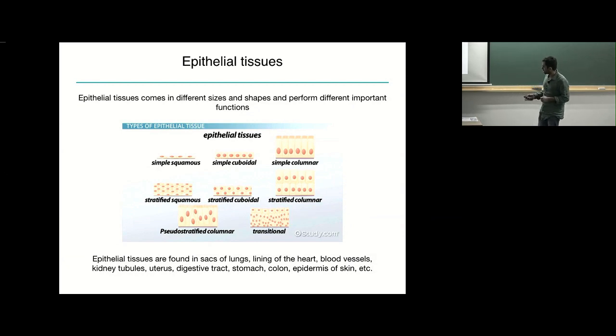Basically, you can see that they're found in the sacs of lungs, in the heart, in blood vessels, in kidney tubules, in uterus, digestive tract, etc. So most of the organs that are found in the human body have epithelial tissues.